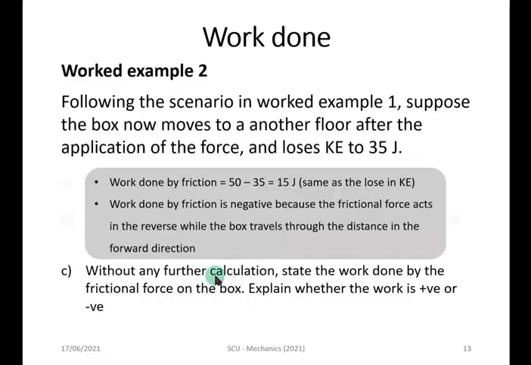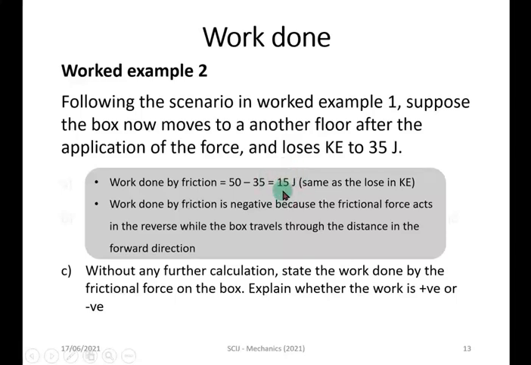Let's go through the final question. The final question demands that without any further calculation, state the work done by the frictional force on the box. Now, you see, the box has lost energy, and it will lose it to the friction. So we are not going to do any further calculation. We are only going to say that the work put in minus the final work is the work done by the friction, which will be 15 joules.